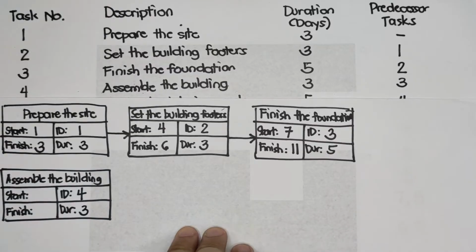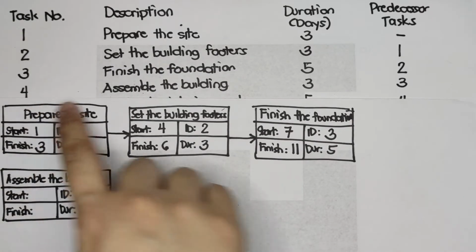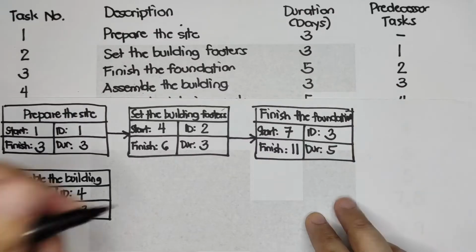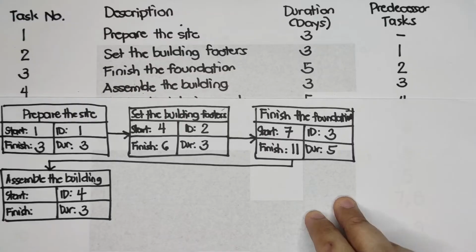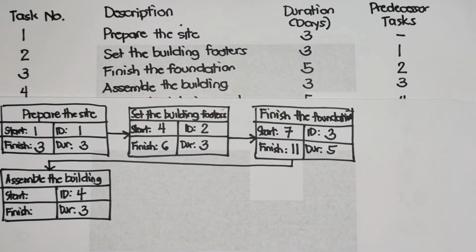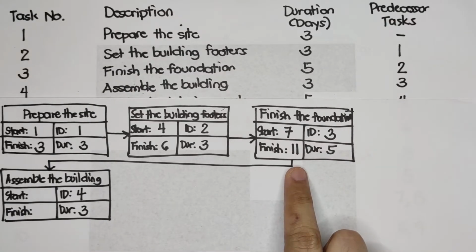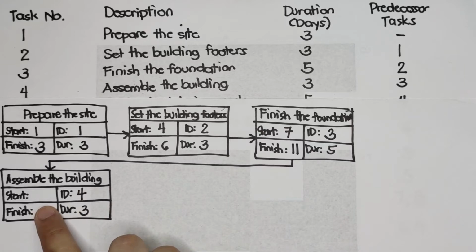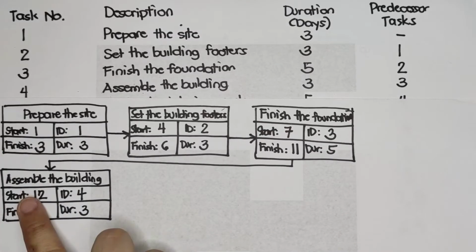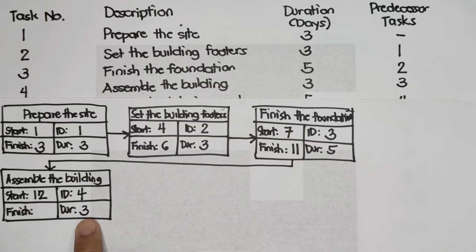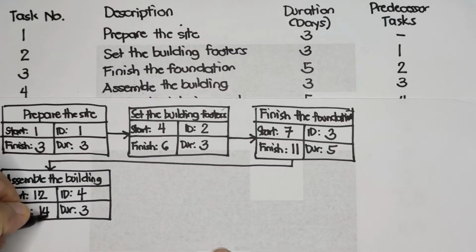What is the start day of task 4? Its predecessor is task number 3. Since this is the predecessor task, the finish day is 11, so the start day of assemble the building is 12. And then for the finish, 12 plus 3, 15, minus 1, is day 14.